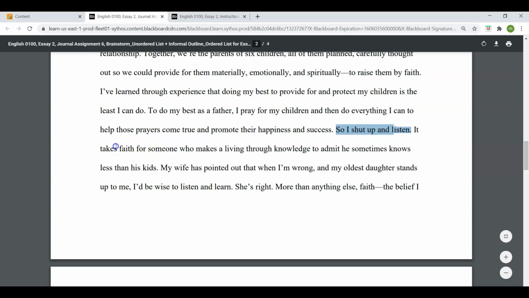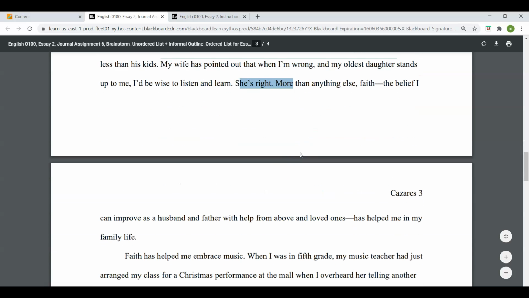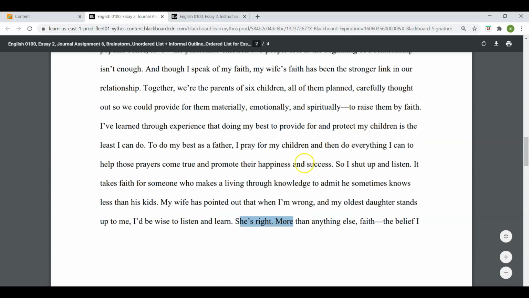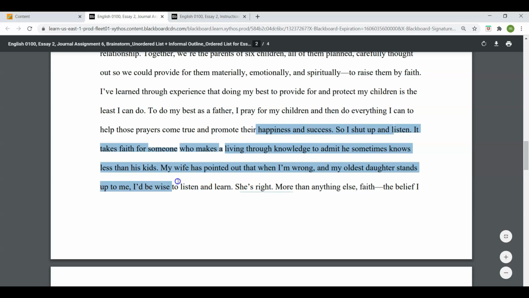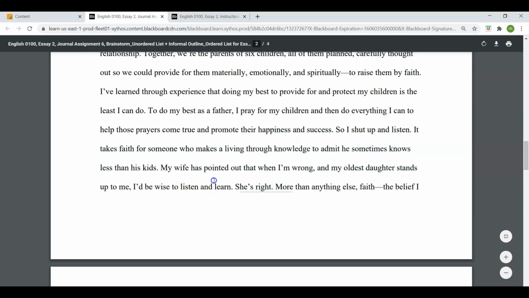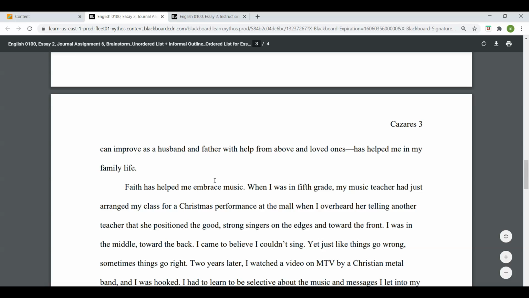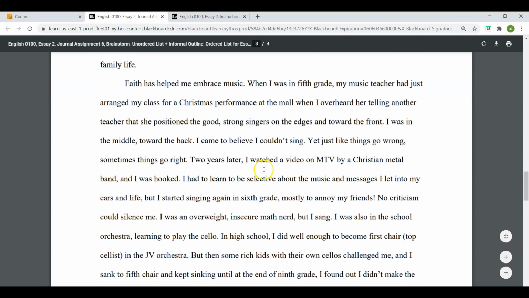So it takes faith to let stories go. And note, I'm saying right there, sometimes I shut up and listen. Sometimes I listen to what my daughter says or my other kids say, and she's right more than anything else. And that's it. Then I'm at the end. So all these are things I do in my family and things that I do by faith, including realizing that sometimes I'm wrong. And definitely I'm wrong sometimes, or often.